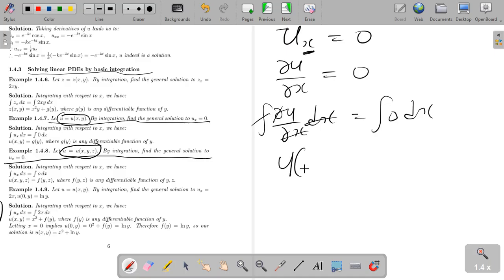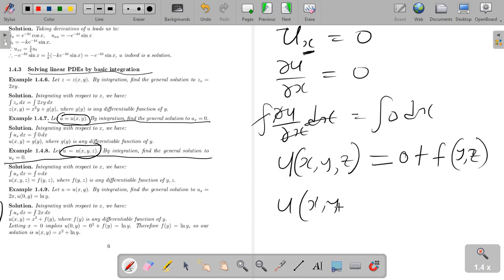In this case, it is equal to the integral of 0, which is 0, plus the function you are bringing now, which will now be of y and z. That's just the difference between them. Y and z. You understand? So 0 plus anything is empty. So u of x, y, z will now be f of y and z. As simple as that. Okay? So let's solve the next one.